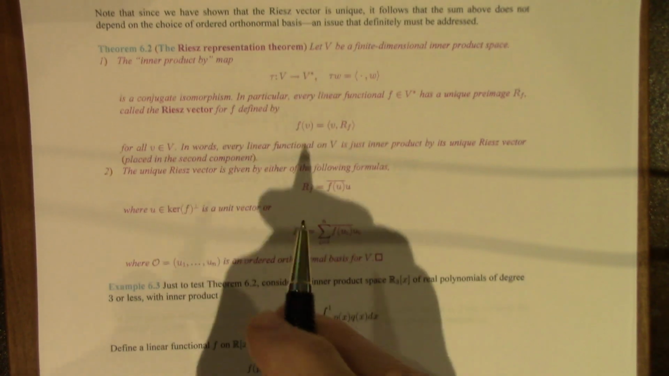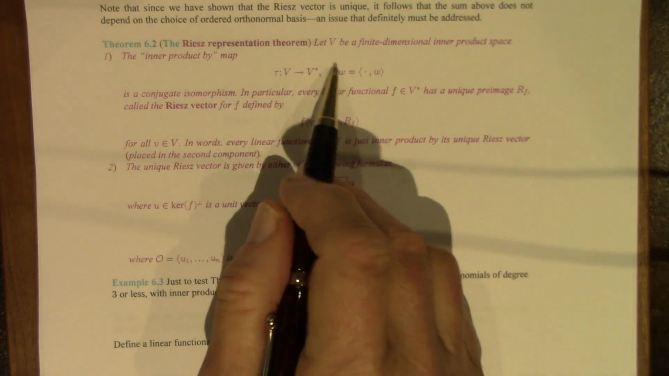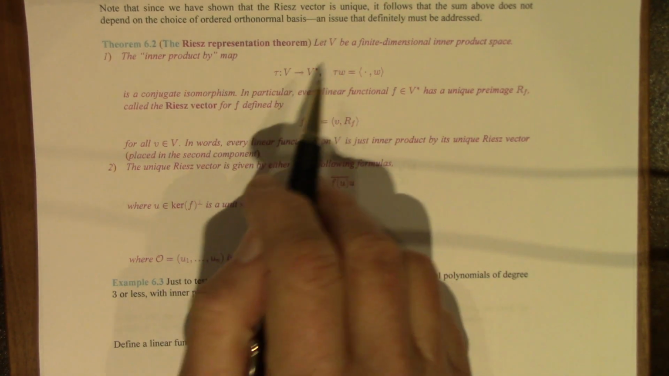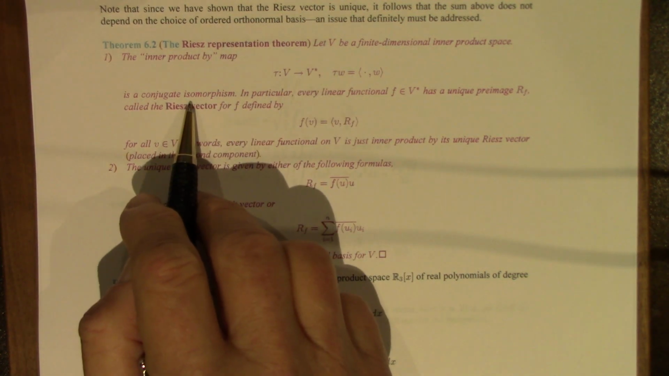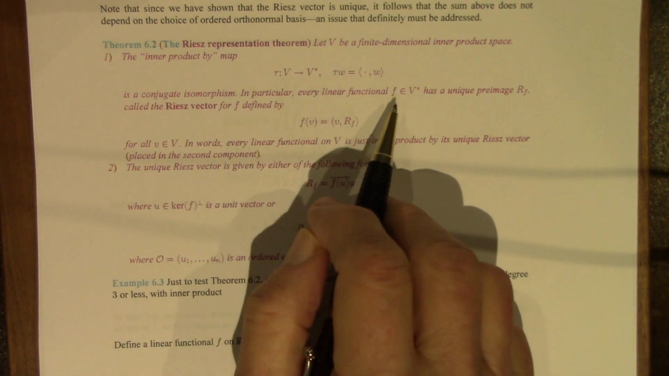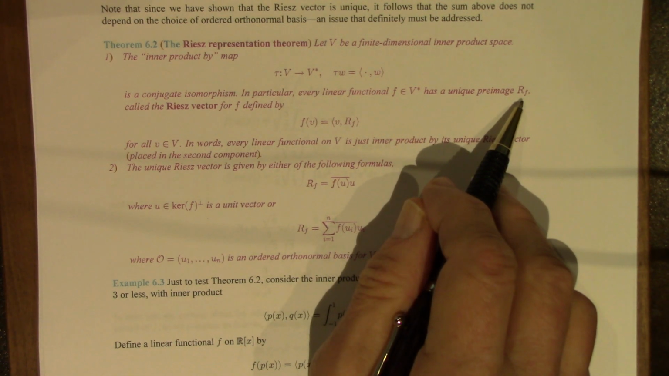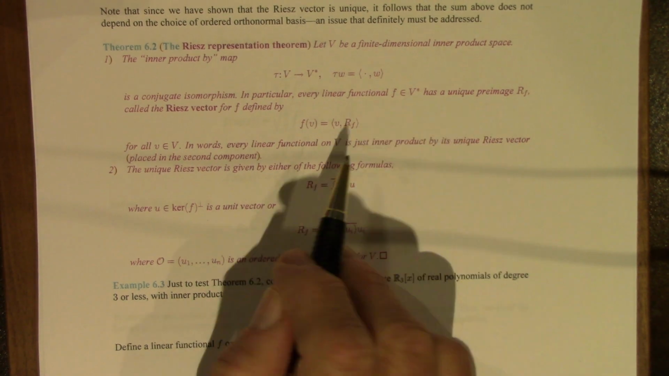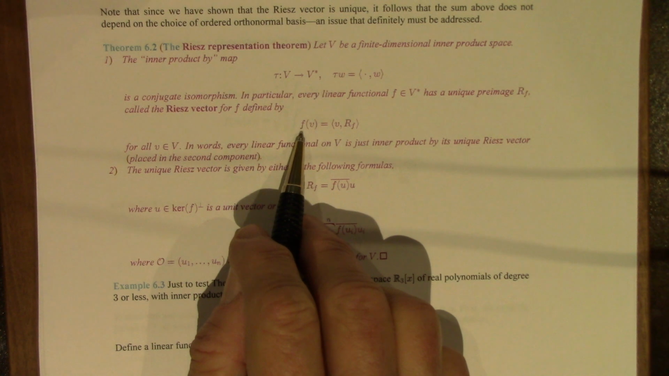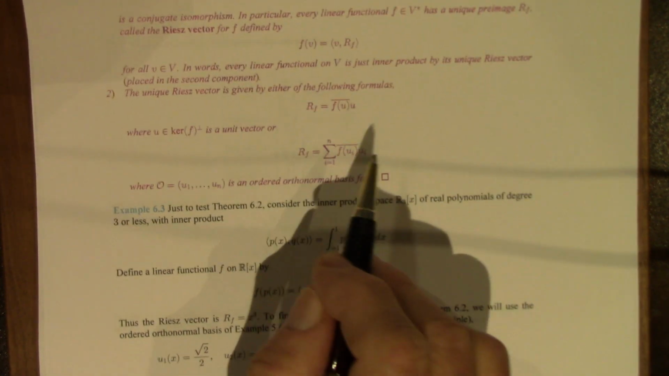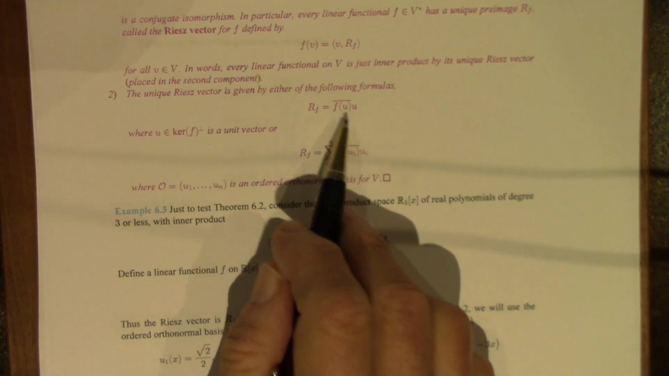Here is the formal statement of the Riesz representation theorem. It's exactly what we've discussed so far. We have a finite dimensional inner product space. The inner product by map is a conjugate isomorphism. And so for every linear functional, there's a unique preimage, which we call the Riesz vector. And that gives this formula for f. And these are the two constructive formulas to compute this Riesz vector.